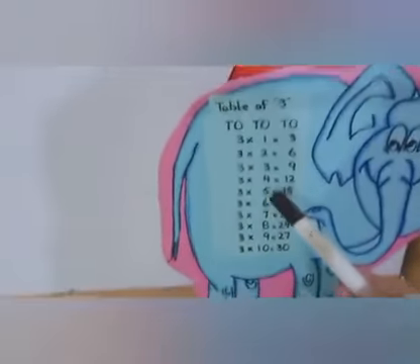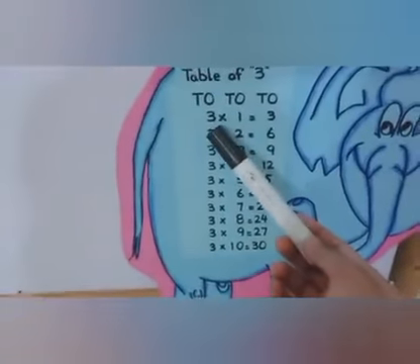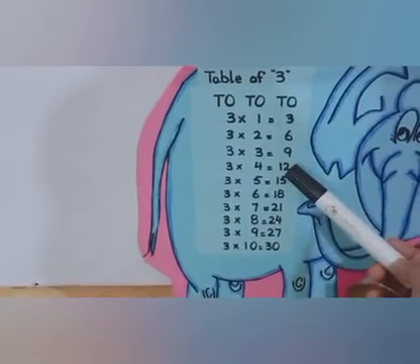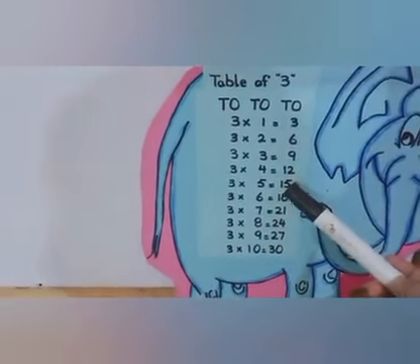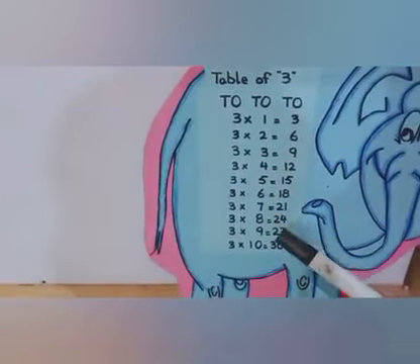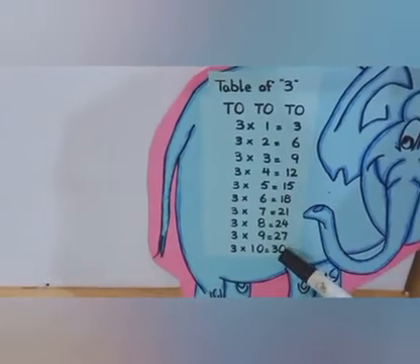Now we will do the oral drill of table of 3. 3 ones are 3, 3 twos are 6, 3 threes are 9, 3 fours are 12, 3 fives are 15, 3 sixes are 18, 3 sevens are 21, 3 eights are 24, 3 nines are 27, 3 tens are 30.